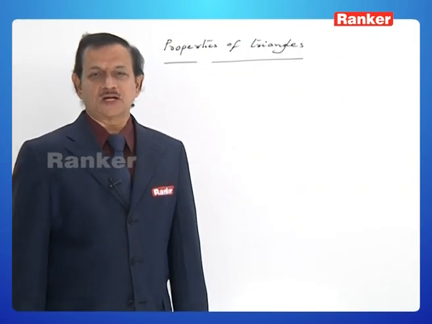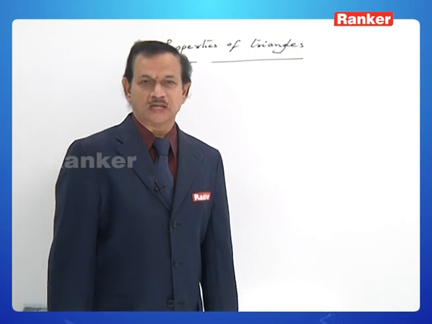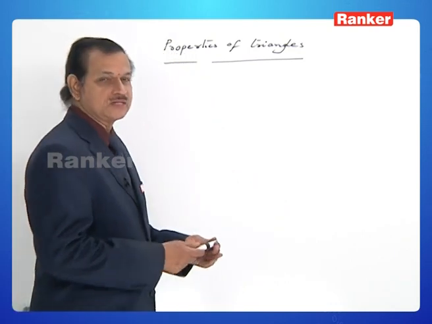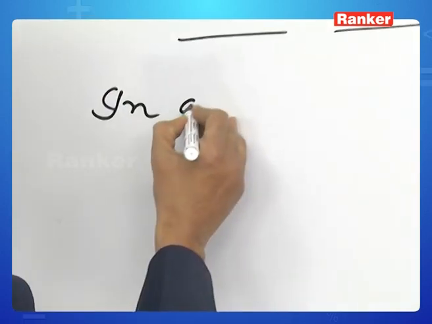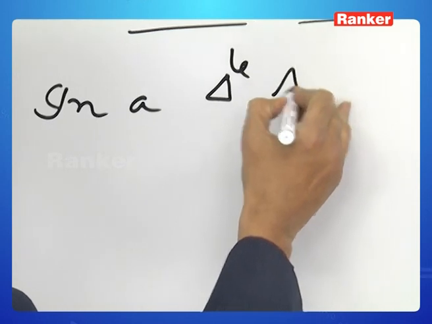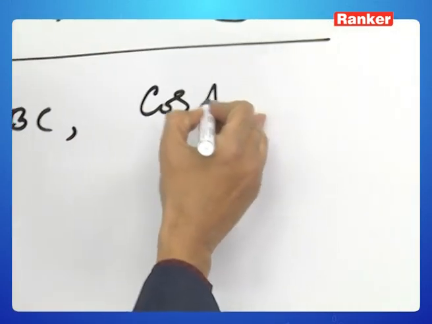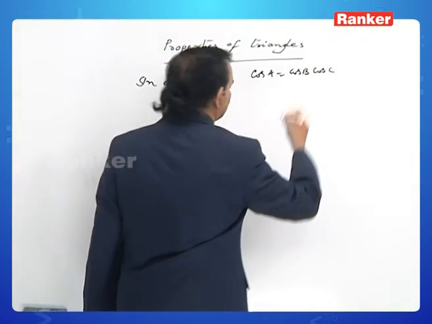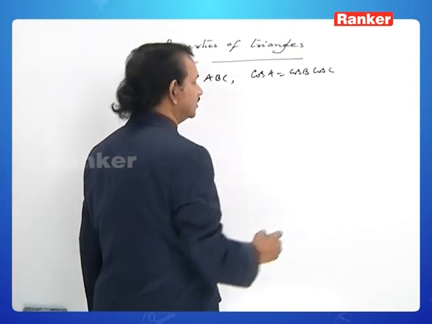In this session, we shall go through some more special problems from properties of triangles. As the very first problem, please consider the problem. In a triangle ABC, cos A is equal to cos B cos C. Then, what is the value of tan B plus tan C?